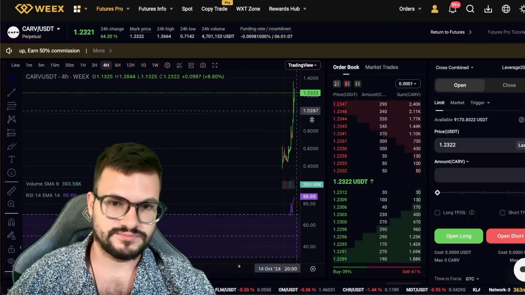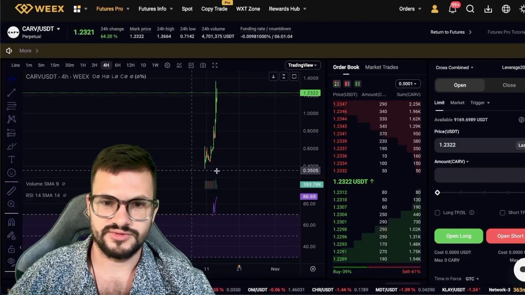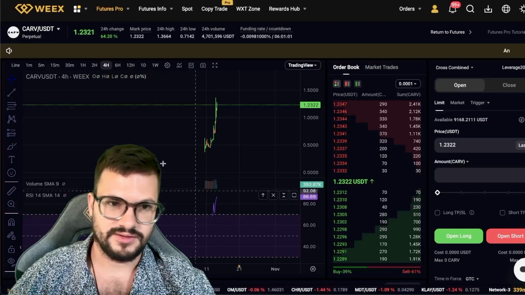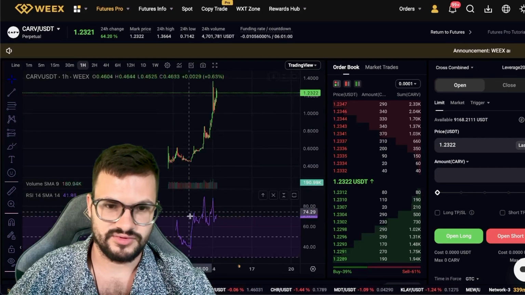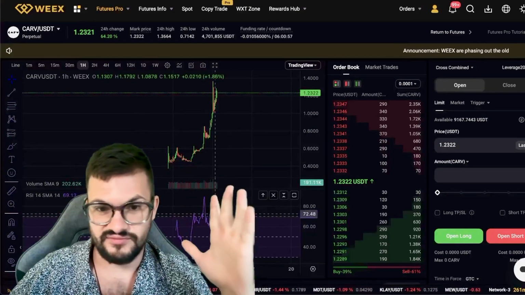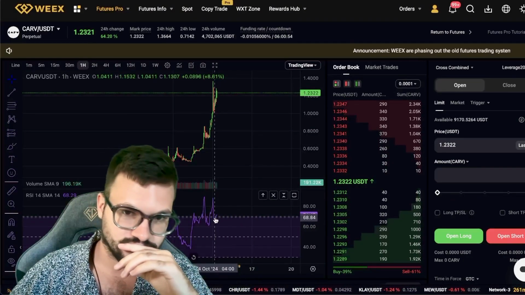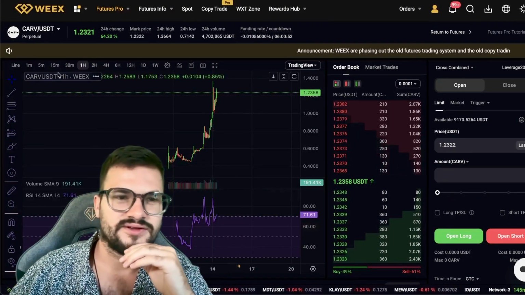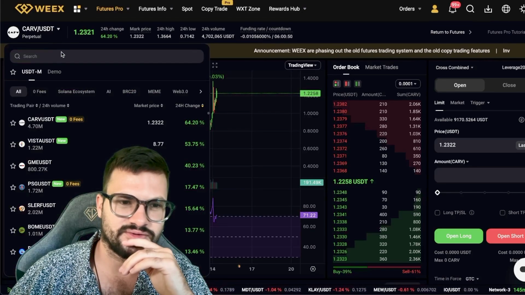And we can see Carve looks like it's a new token, just got listed recently, and the RSI doesn't have much data unfortunately, but we can see it's very overbought here, very overbought. But there is a little bit too little data, so I will not trade this one.